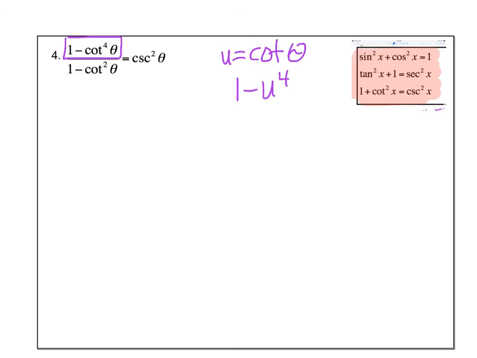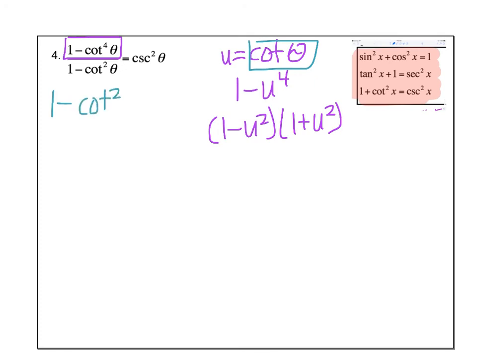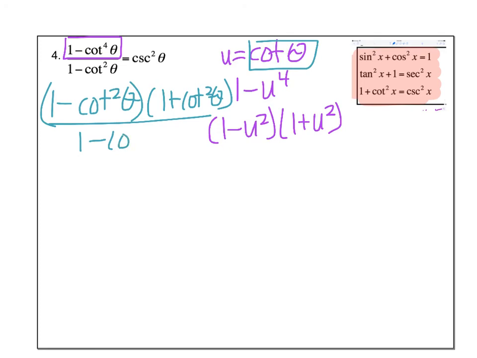And then we have to factor that, so that they're both perfect squares, so we're going to take the square root of both of them, so it's going to be 1 minus u squared times 1 plus u squared. And then we can go ahead and plug in the cotangent back and go back to our problem. So this is really just scratch work on the side, but it helps us to factor it. So it's 1 minus cotangent squared theta times 1 plus cotangent squared theta, all over that original bottom 1 minus cotangent squared theta.